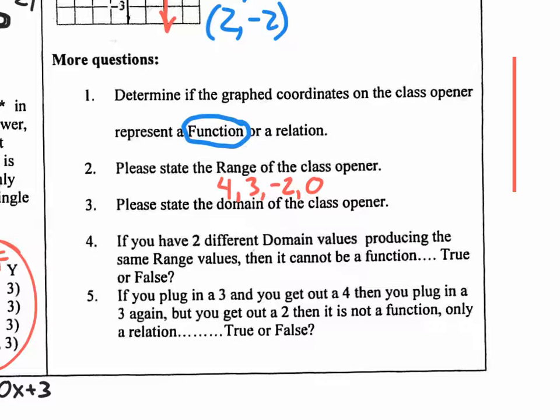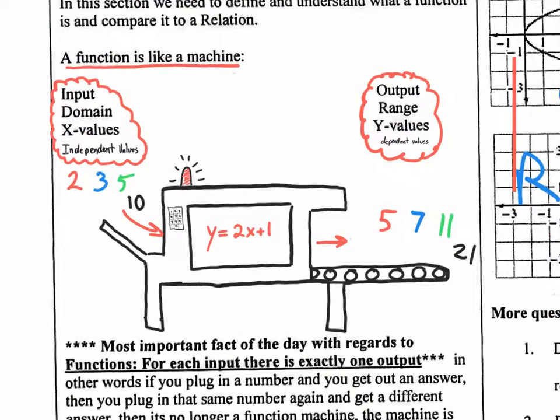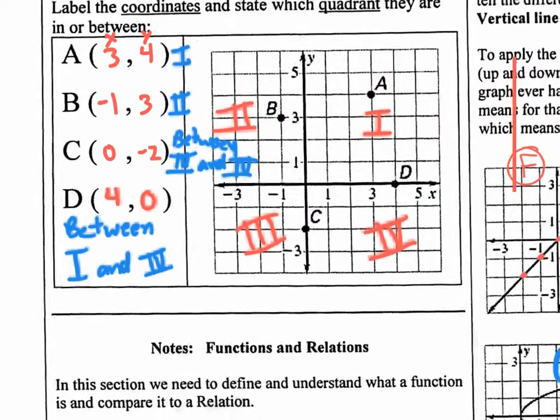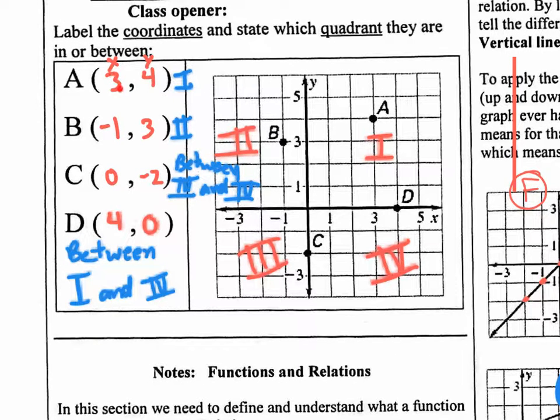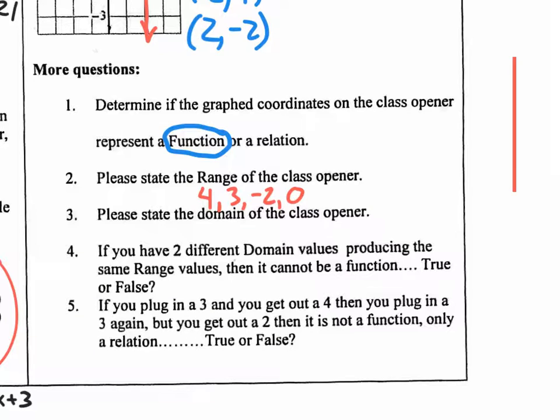And now for the domain of the class opener, what is the domain? The domain is simply your x values, right? It says right here, input values are the same thing as the domain values, the same thing as x values. So let's go to the class opener and state our domain values, which are our x values: 3, -1, 0, and 4. Let's go back, 3, -1, 0, and 4. And that's what I write right here, the domain, 3, -1, 0, and 4. Those are the domain values of the class opener.